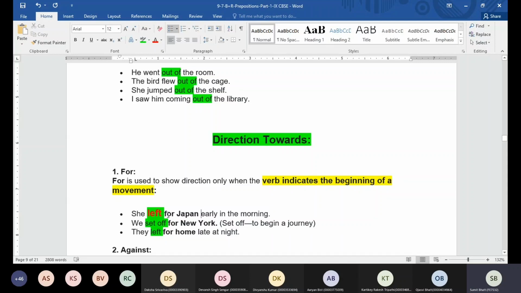We set off for New York. Here "set off" is a verb, so after the verb we don't use the word "to," rather we use the word "for." Like, we set off for New York. And "set off" means to begin a journey.